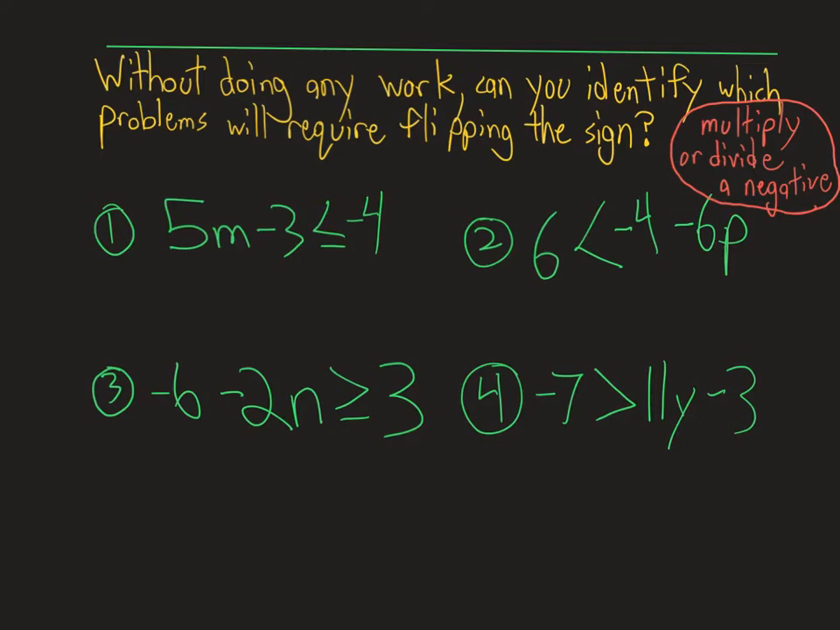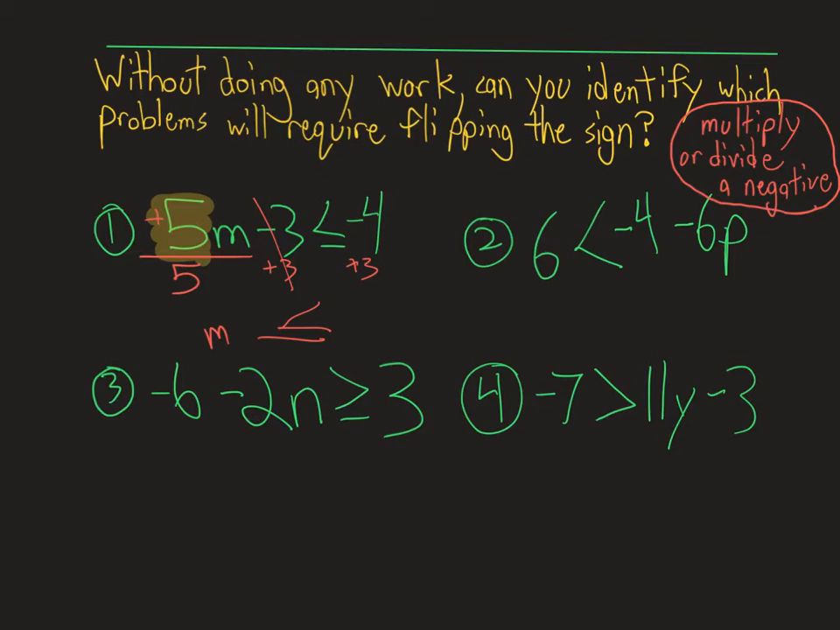Okay, let's go over it and see if you're in the ballpark, if you're getting the idea here. Number 1, we have 5m minus 3 less than or equal to negative 4. I'm not going to solve these, but remember, I'm going to start by adding a 3 to both sides, and that's going to cancel. And then eventually I'm going to have to divide off the 5 to get that m by itself. Well, that 5 is positive, so there's not going to be a flip. It's going to stay exactly like it looks at the end of the problem. It'll still be a less than or equal.